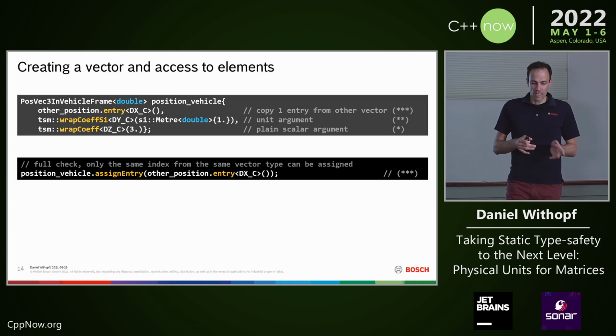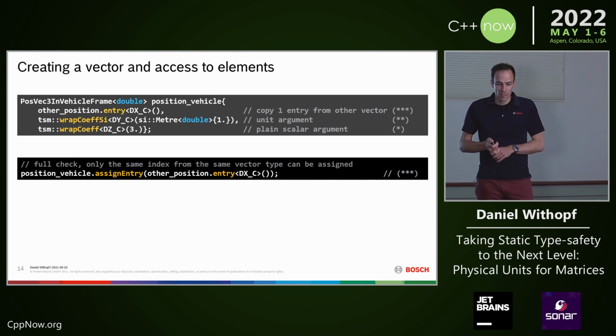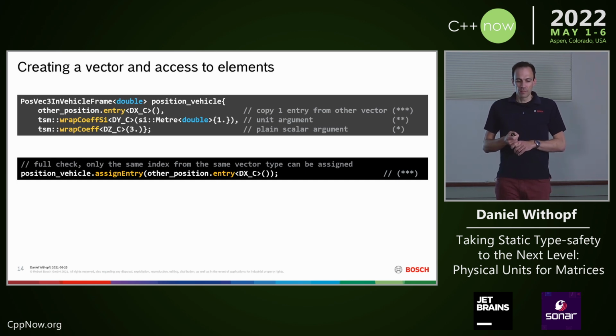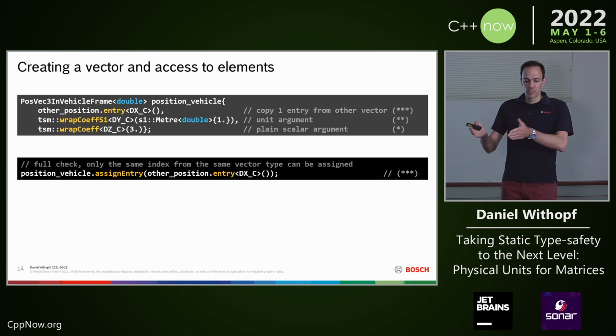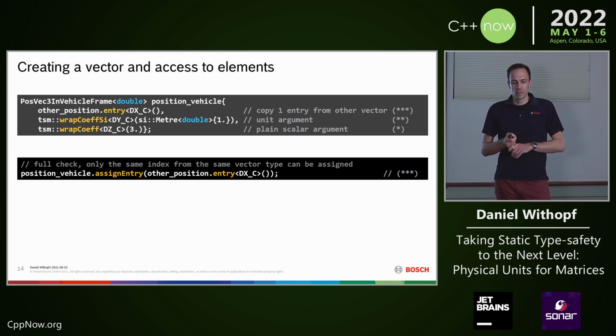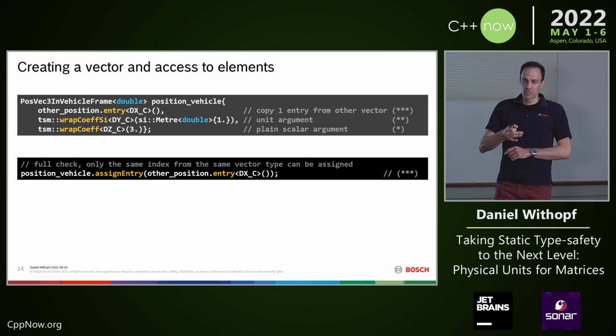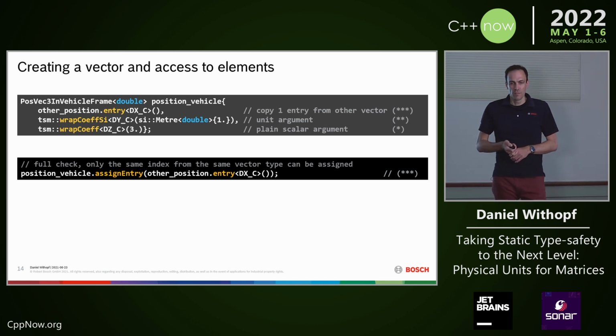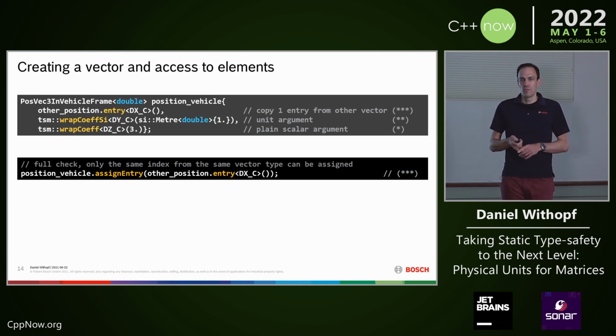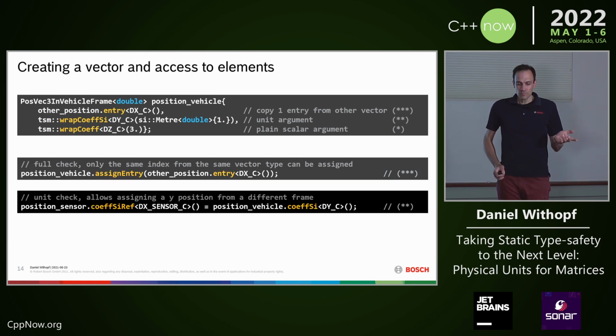Now, when we want to assign, read or write from a vector or matrix, we can do the same thing. The first example, again, is the most type-safe one. So there we have a full check: we call the entry method on other position and then assign to the entry on the one we want to assign to. And there's a full check, again, that dx is part of the other position vector and that it's also part of position vehicle that we're assigning to. If any of this would be untrue, the user gets a static assertion.